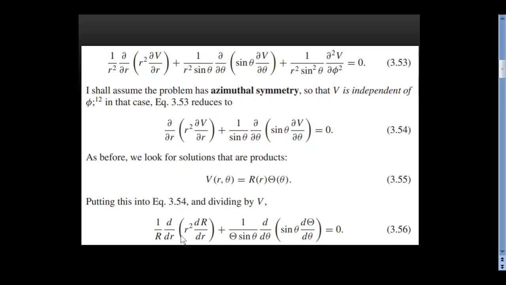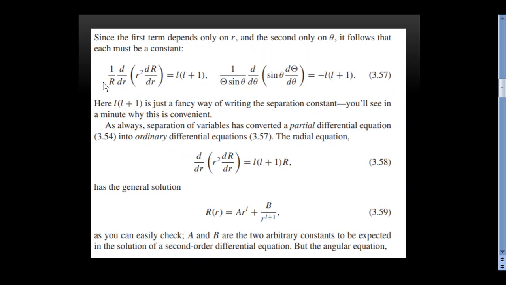So consider that the first term is a constant c1 and the other term is c2. So c1 plus c2 is equal to 0. This is the only way this equation can be satisfied. One of the constants should be positive, the other constant will be negative. Definitely we are going to take c1 positive, c2 negative, and c2 is equal to minus c1. So here we can say that since the first term depends only on r and the second term depends only on theta, it follows that each must be constant.